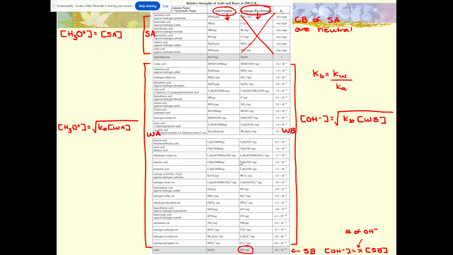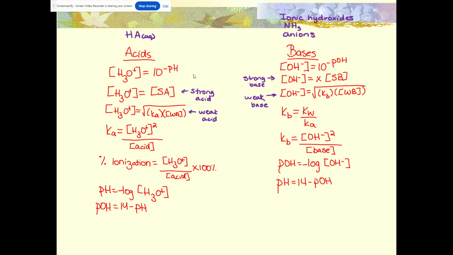Now, once you have the concentration of these ions, these are the formulas that you're going to use. If you're trying to find pH, you're going to take the negative log of the hydronium ions. If you have hydroxide ions and you take the negative log, you're going to get a number on the pOH scale, but you could easily subtract it from 14 to get the pH from the pOH. We also have the Kb formula and the Ka formula rearranged to solve for those values and percent ionization.